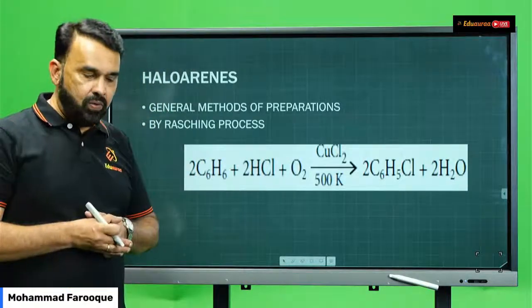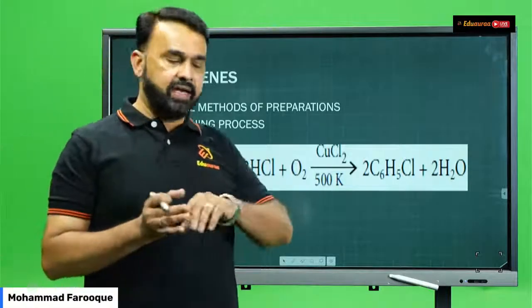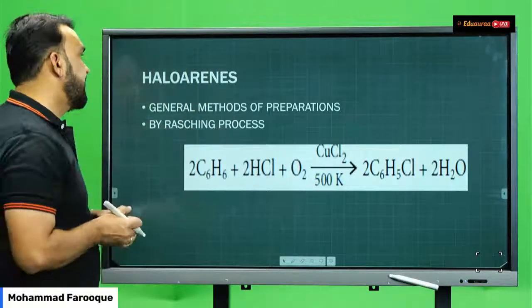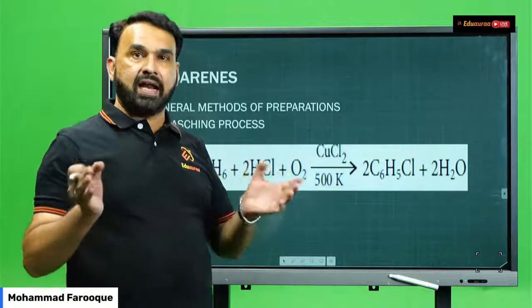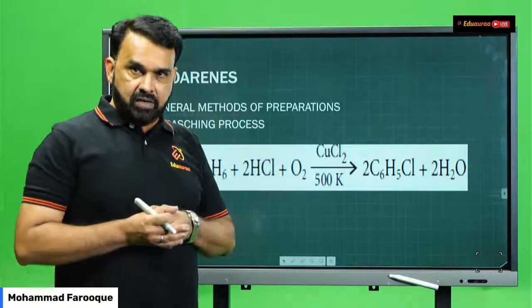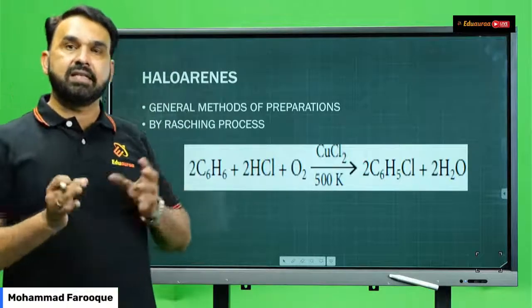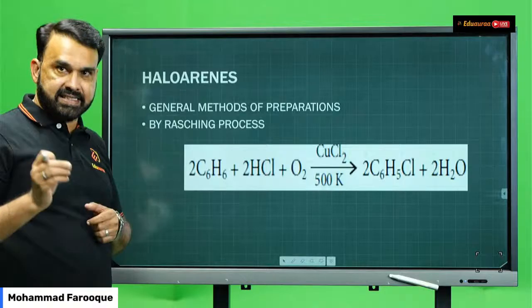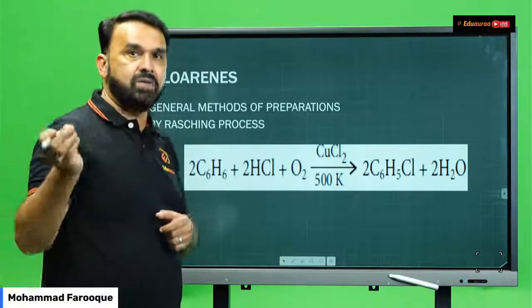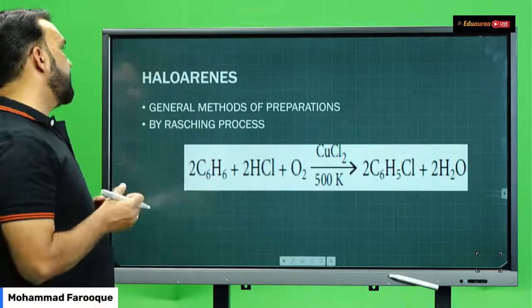Once we have studied haloalkanes, moving quickly to understand what haloarenes are. Haloarenes are halogen derivatives of an aryl group. That is, a hydrogen atom of a benzene ring is replaced by a halogen atom. So here we see that Ar-X, Ar is aromatic, halogen, or Ar-X are haloarenes.